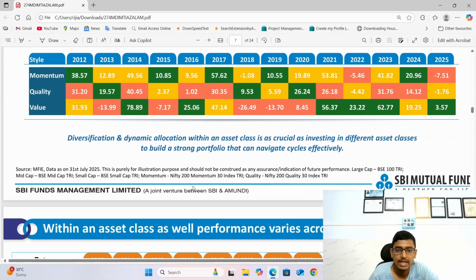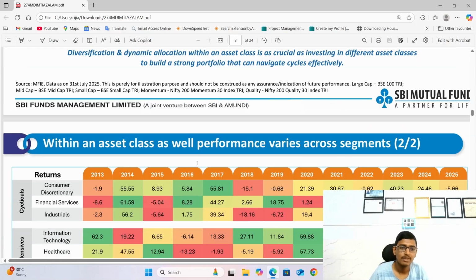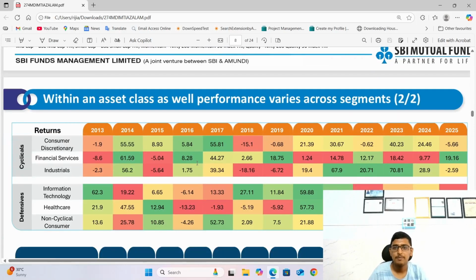Diversification and dynamic allocation within an asset class is as crucial as investing in different asset classes to build a strong portfolio that can navigate cycles effectively. So we need to diversify and dynamically allocate our assets so that we get a strong portfolio that can navigate cycles effectively. In the market there are cycles. Sometimes it's bullish, sometimes it's bearish. Within an asset class as well, performance varies across segments. So if we talk about one asset class, let's say equity.